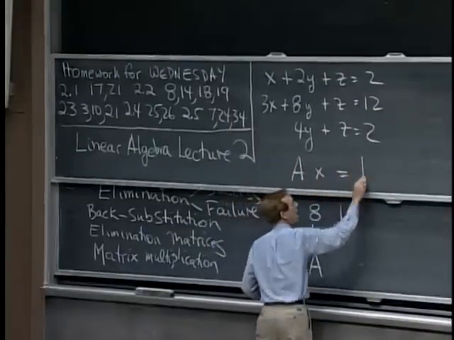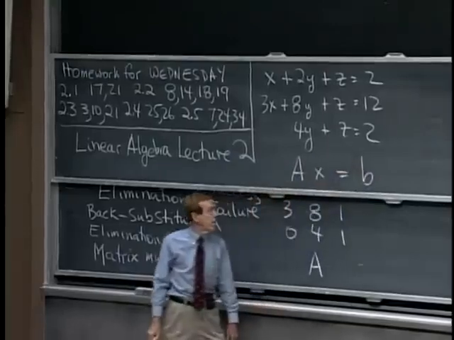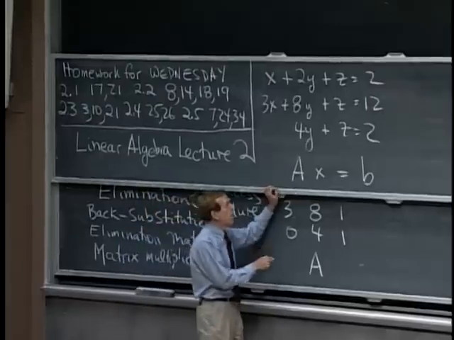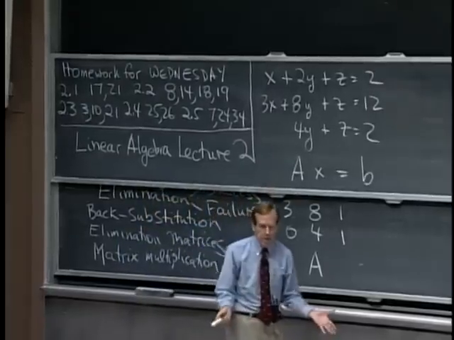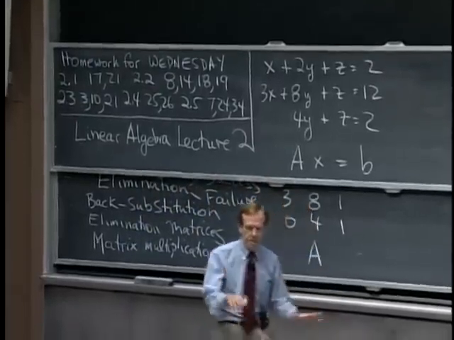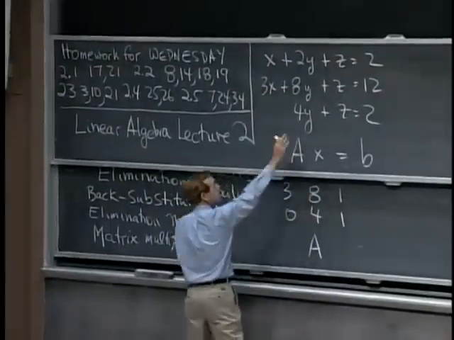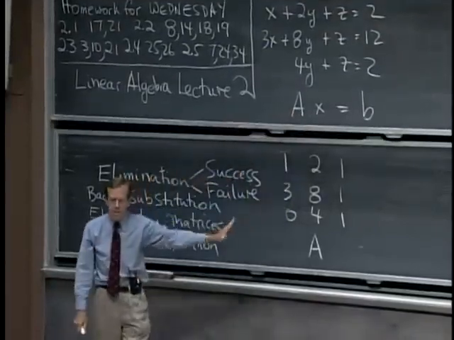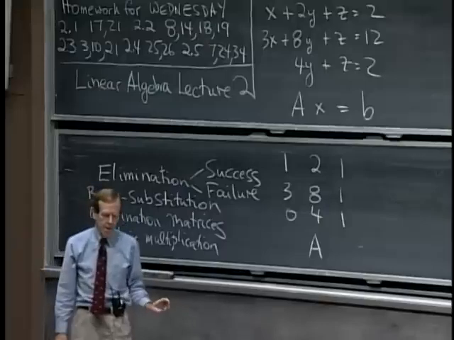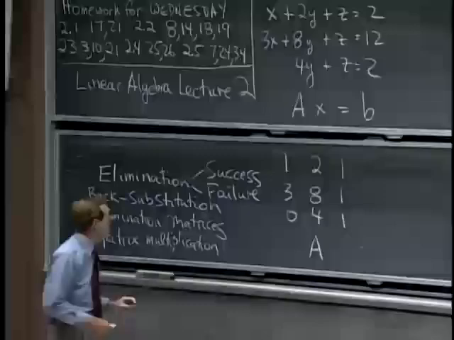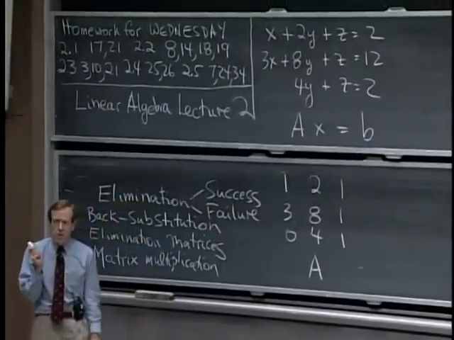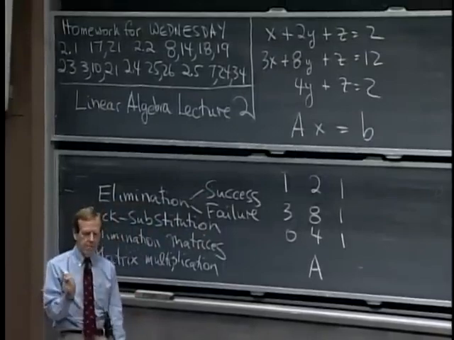AX equals, and the right-hand side is that vector 2, 12, 2. Now, when I describe elimination, it gets to be a pain to keep writing the equal signs and the pluses and so on. It's that matrix that totally matters. Everything is in that matrix, but behind it are those equations. So what does elimination do? What's the first step of elimination?